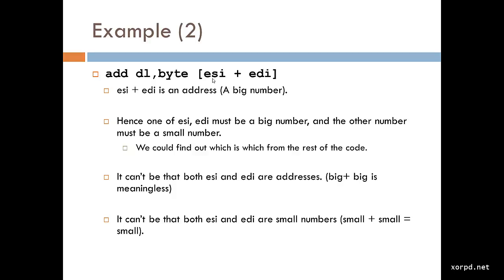And why is that? It can't be that both ESI and EDI are addresses, because big plus big results in a meaningless quantity. It also can't be that both ESI and EDI are small numbers. That is because small plus small equals small, or maybe offset plus offset equals offset. We can't get an address from two offsets.